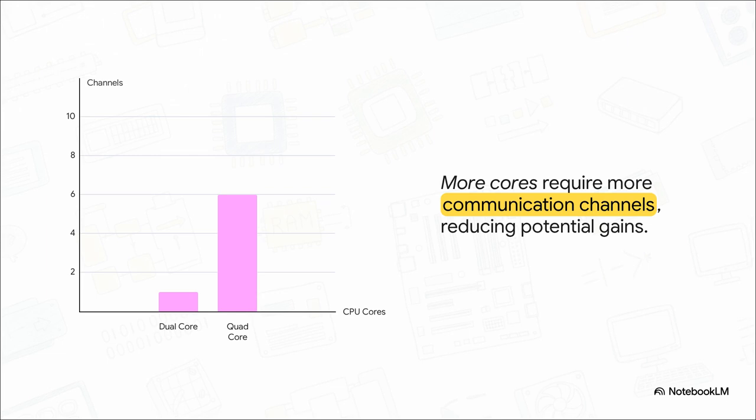A dual-core processor communicates between its two cores using just one channel. Simple, right? But a quad-core requires 6 distinct communication channels between its 4 cores just to stay coordinated. That increased need for internal communication inherently bottlenecks the potential performance gains. So yes, it's a great improvement, but it is certainly not a simple one-to-one doubling of speed.